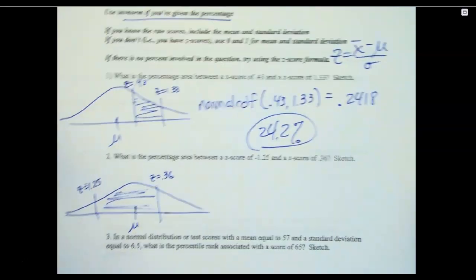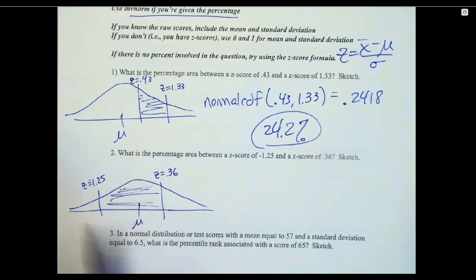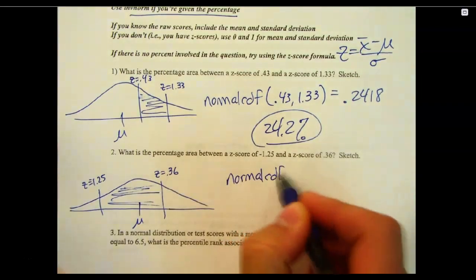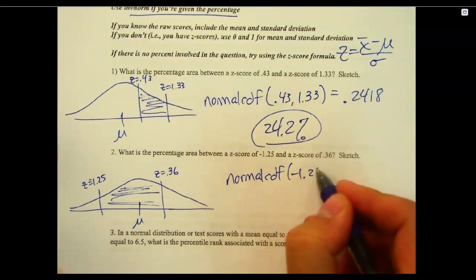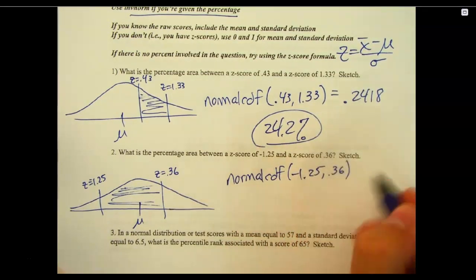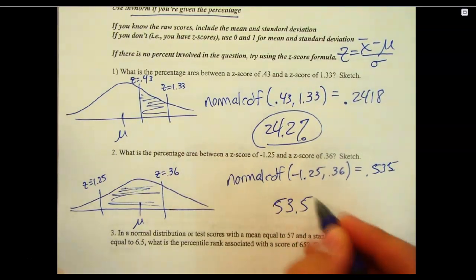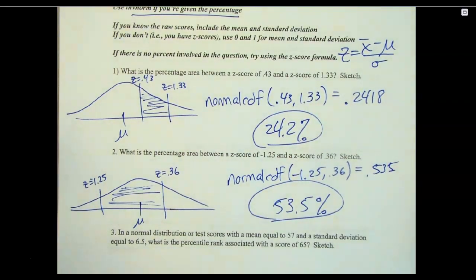Negative z-score should be below the mean, positive z-score should be above, and your negative should be further away from the mean than the positive because negative 1.25 is further away from 0 than 0.36. Is it helpful if I write out what I'm typing? Yeah. Okay. Thanks. So I get 0.535, like 53.5%. Is that okay?